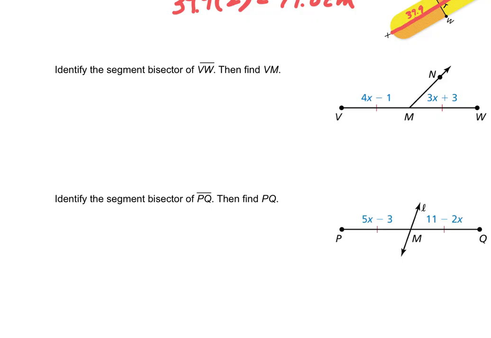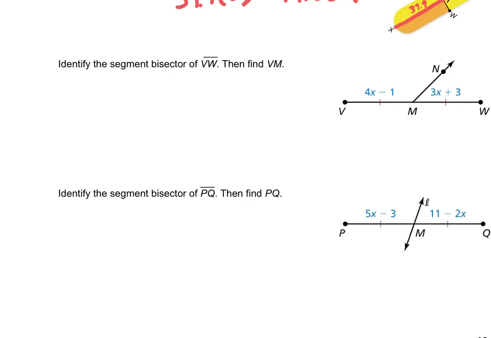Okay, VW here is a segment. It goes from V to W. And I can tell right now that VM and MW are congruent because of the marking. What is splitting that segment in half? What kind of geometric figure is splitting that segment? A ray, okay?